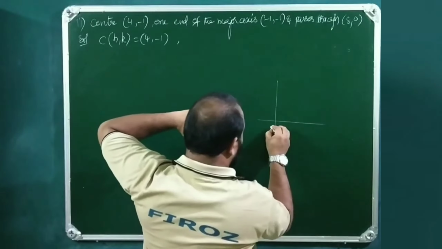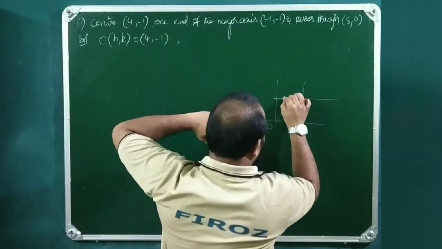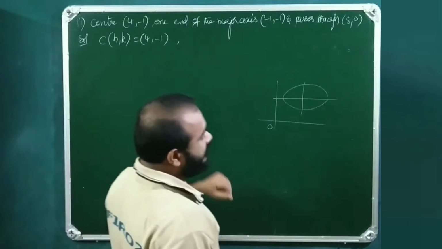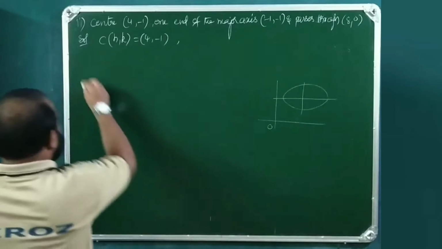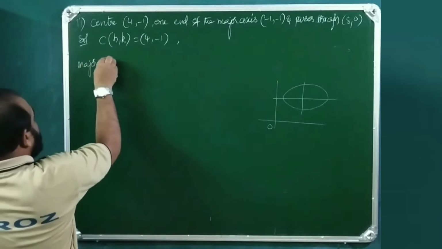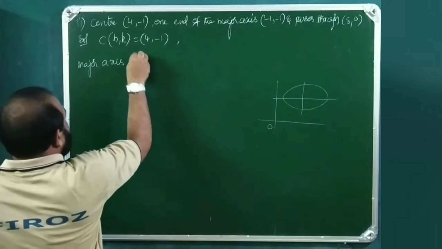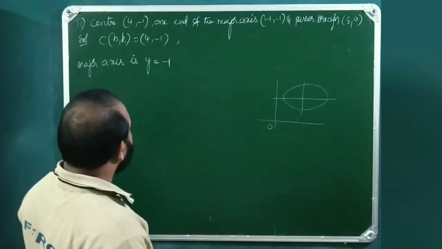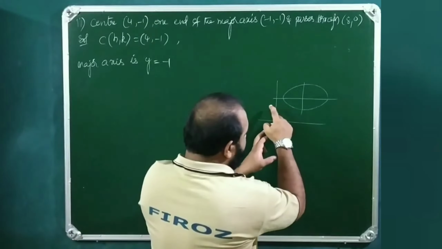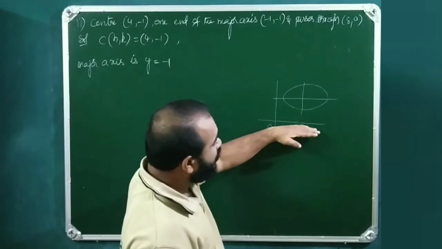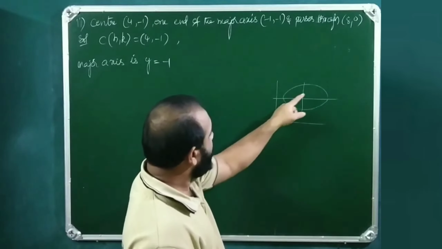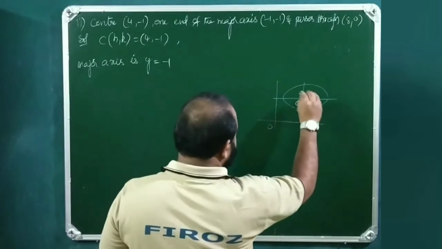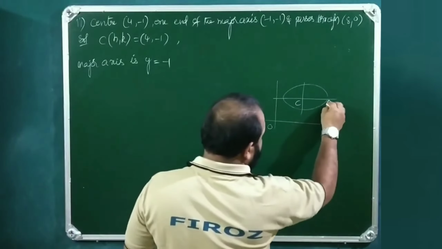So this is the origin and this is the ellipse. This is parallel to the x axis. So, parallel to the x axis, y equals k. So the major axis is y equals minus 1. That means y equals k is the line which is parallel to the x axis. So now this is the horizontal ellipse. So the center is this and the major axis is this A dash.